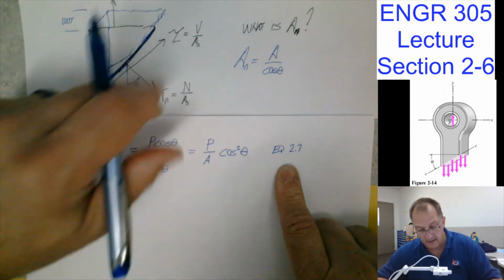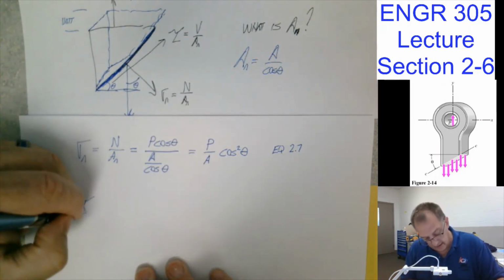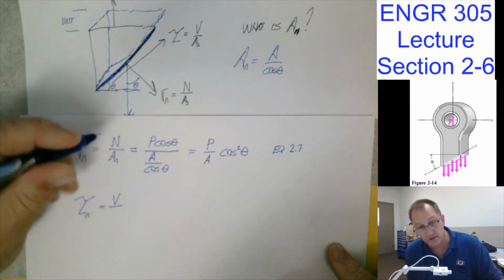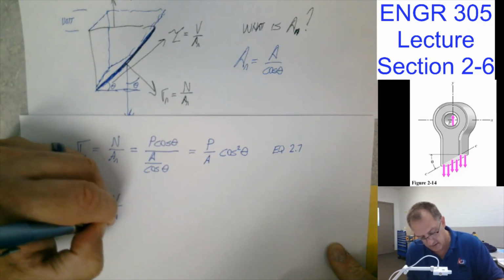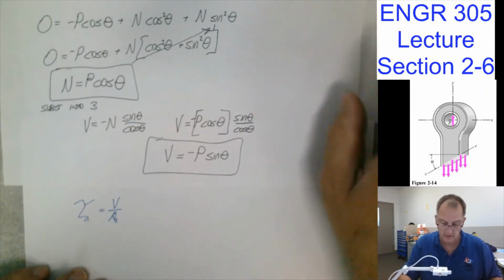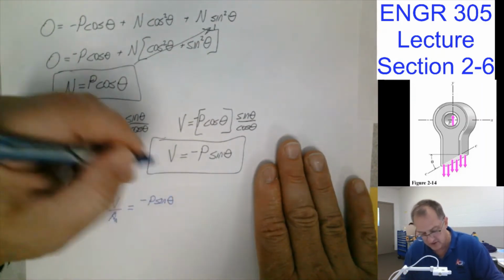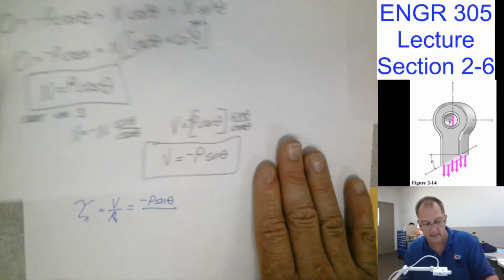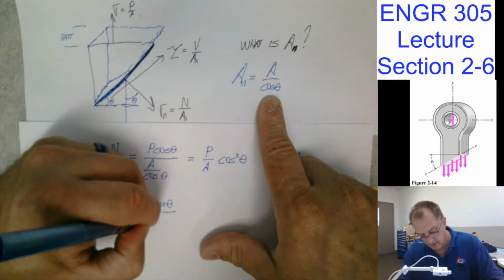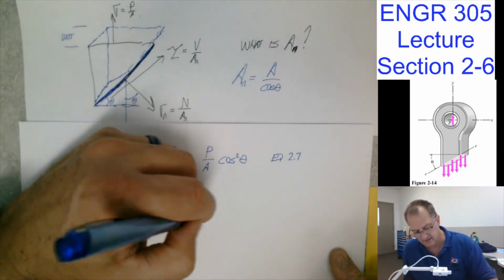Then the other one we need to figure out is what's my shear? I'll say it's on that N face. That's equal to the shear force over AN, right? Now we had that too. The shear is equal to minus P sine theta, and then I'm going to divide that by AN, which we got, that's still up here, A over cosine theta.